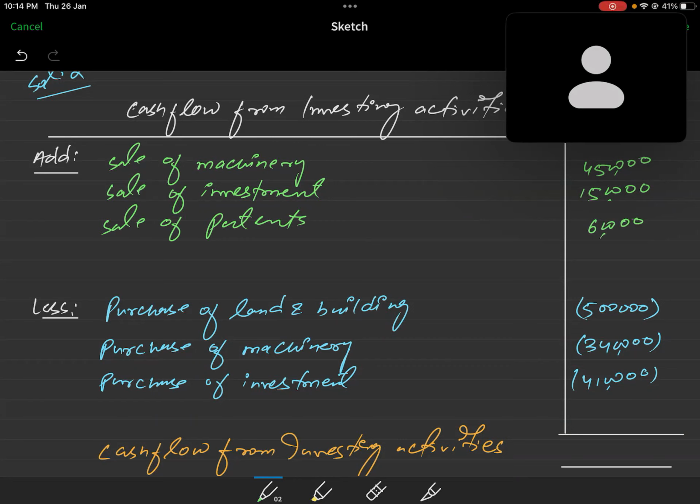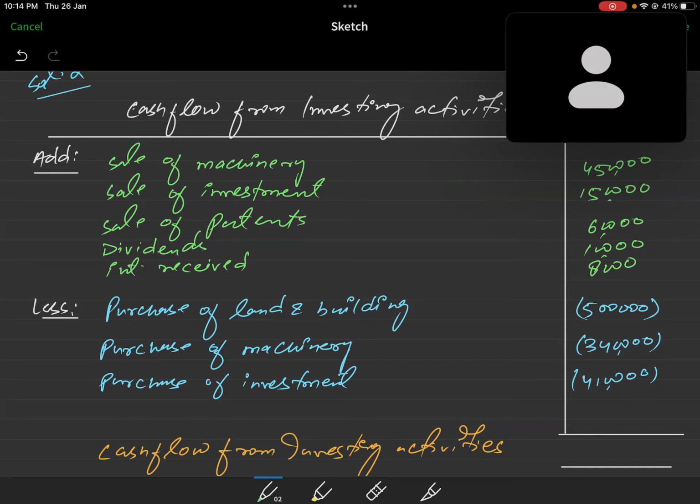Okay, then in the additional information, it says dividend received 10,000. So dividend is an income and this will cause the inflow in respect of investing activity. Dividends 10,000. Then interest has been received. Interest received on the investment, which is 8,000.